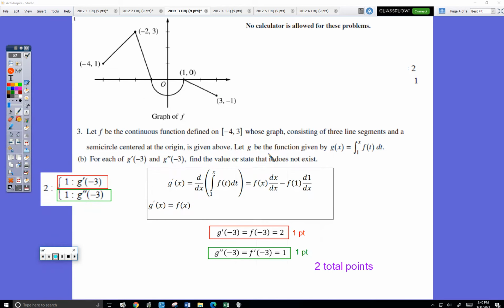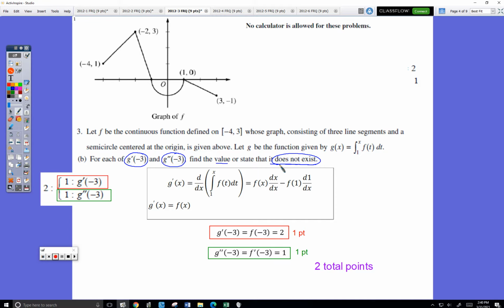Okay, part B. For each of g prime of negative 3 and g double prime of negative 3, find the value or state that it does not exist. They have this because when you're finding a derivative, it is possible that you might be asked to find a derivative at a corner. Therefore, the derivative would not exist.